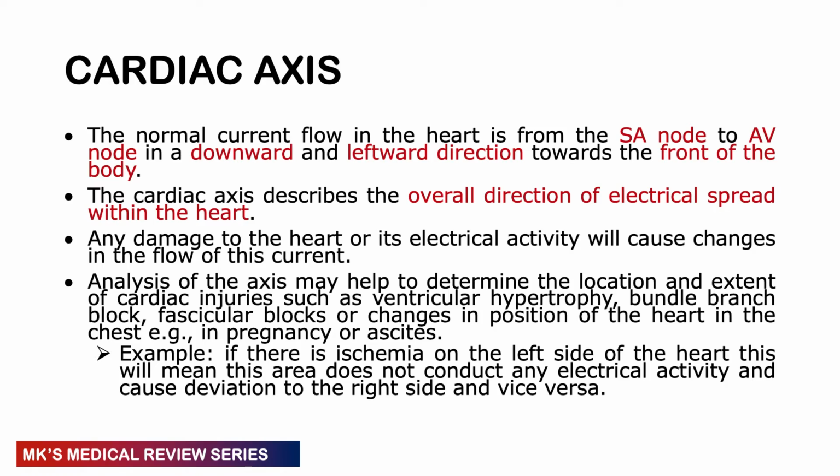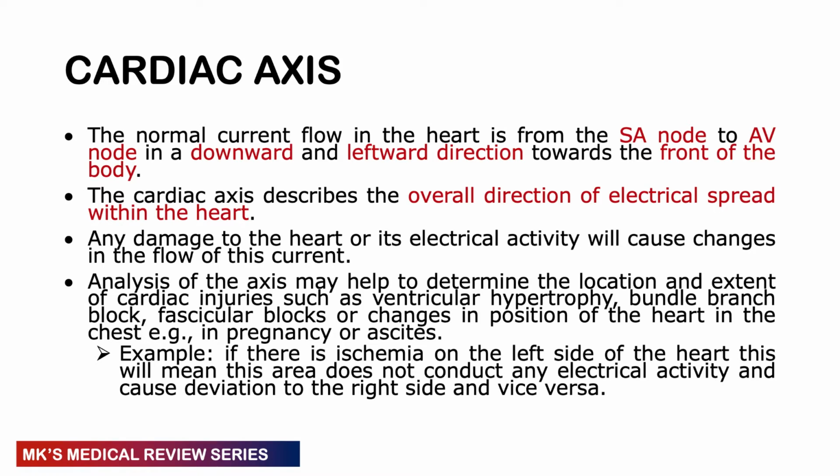So it means that if there's any damage to the heart or its electrical activity, it's going to cause changes in the flow of this current. Our cardiac axis is going to help us in analysis of certain things. It can help us to determine the location and the extent of different cardiac injuries, including ventricular hypertrophy, bundle branch blocks, vascular blocks, as well as even changes in the position of the heart, which could be in relation to mechanical shifts, things like pregnancy or even ascites.